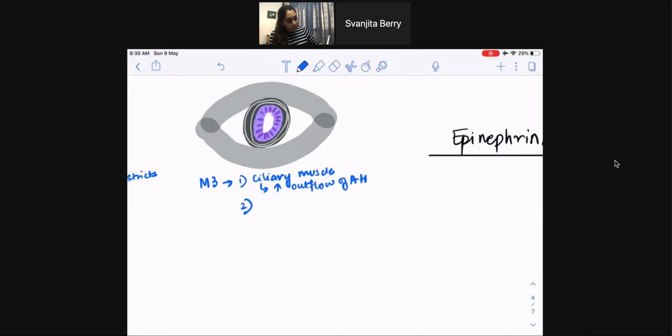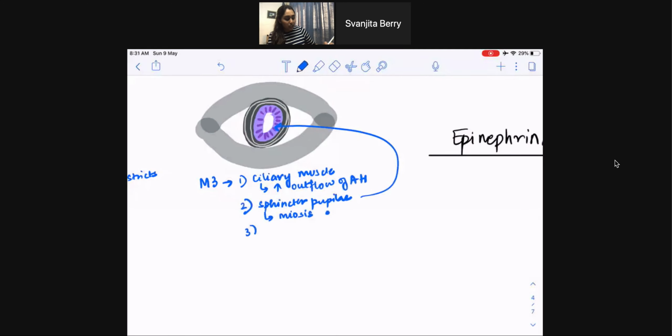Another thing that M3 does is it contracts my sphincter pupillae, which is this muscle here, the purple one. When the sphincter pupillae contracts, it causes miosis, or pinpoint pupils, so small pupils. And that's something we see with parasympathetic.